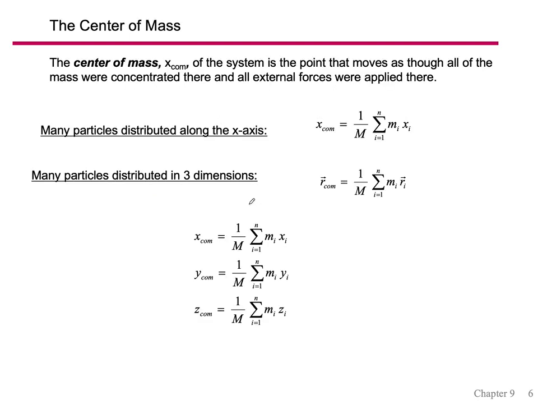It also works in more than just one dimension. You can work in 3 dimensions. How do you do it in 3 dimensions? Well, if you're looking for the x position of the center of mass, it's 1 over the total mass times the sum of each mass times its x position. If you're looking for the y position of the center of mass, it's 1 over the total mass times the sum of each mass times its y position. And the z would be just 1 over the total mass times the sum of each mass times its z position.